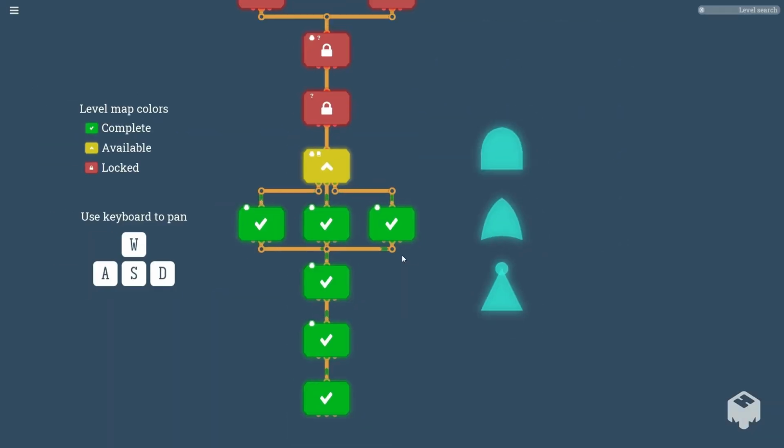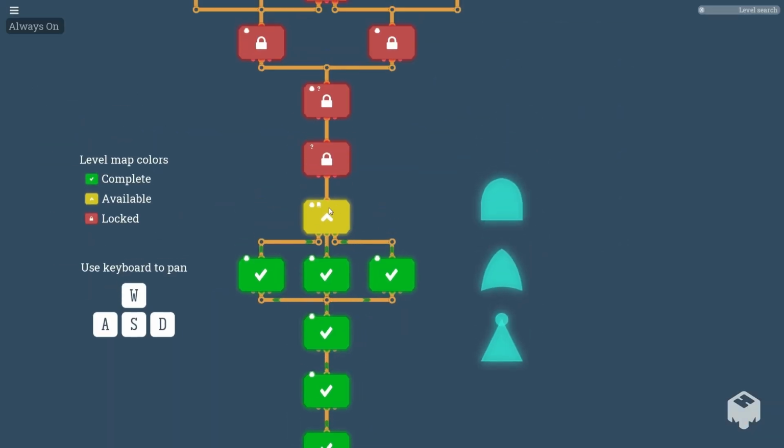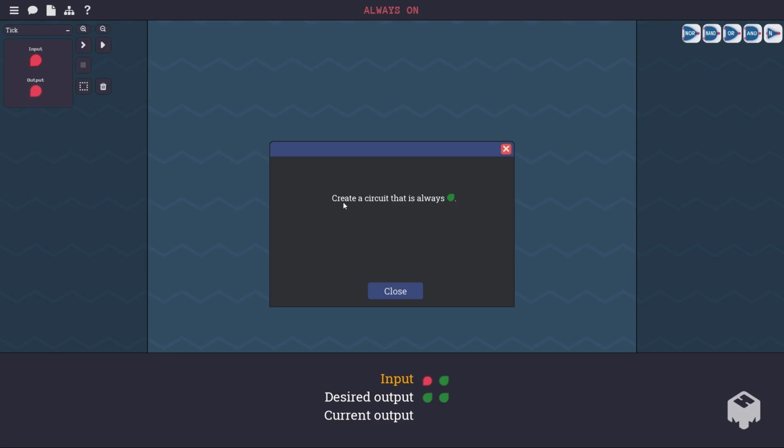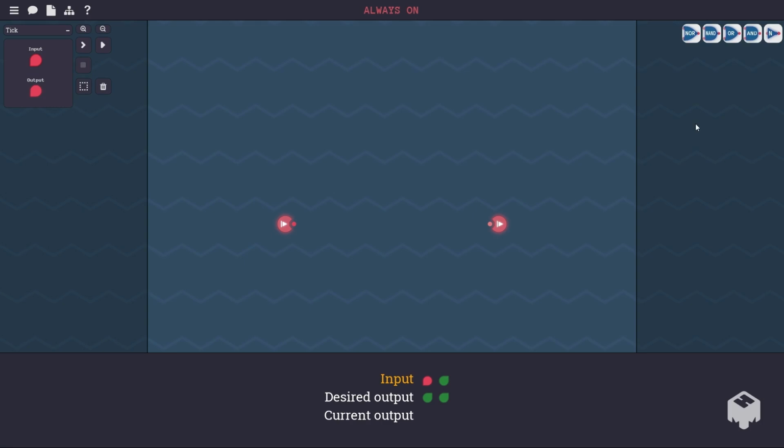Let's move on to the more complex. So, this one is called always on. Create a circuit that is always on. Okay. Seems pretty easy. We should use a NOT gate. Put that to the output. Let's just see if that's right. Because it's always on, no matter what the input is. Let's run this and see if we're correct.